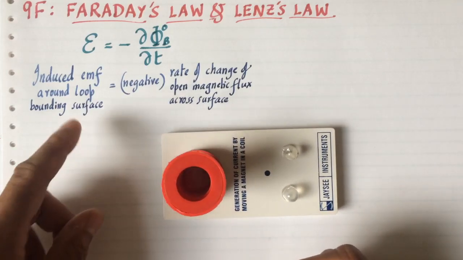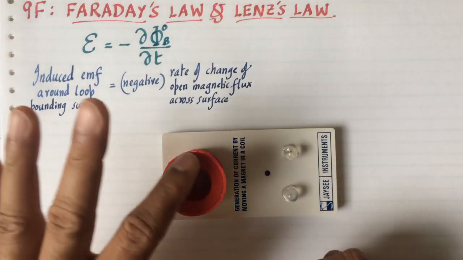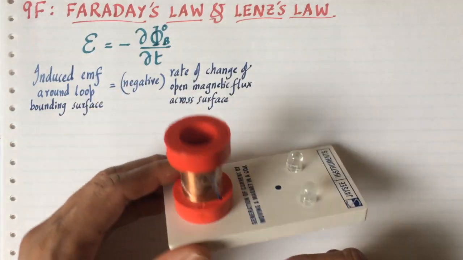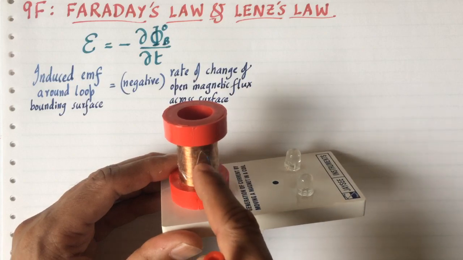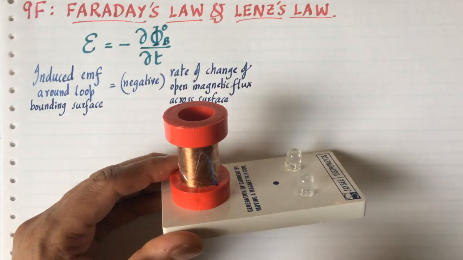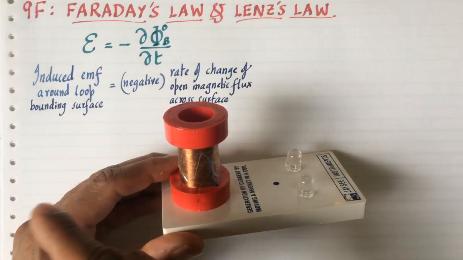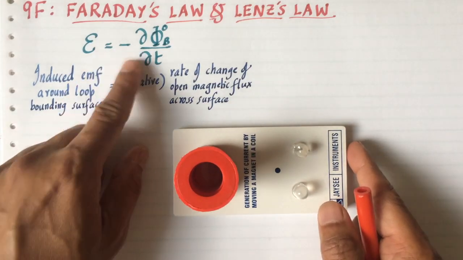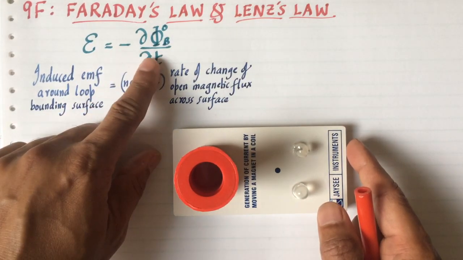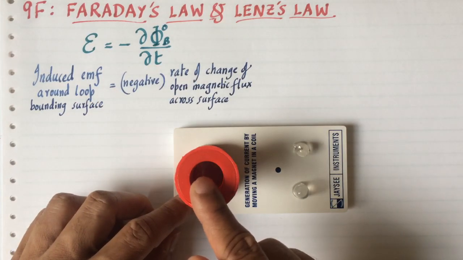So Faraday's law says that the induced EMF around a loop bounding a surface, so the surface is this hole, and the boundary of that hole is all this coil. In fact, each coil is separately affected by Faraday's law, and then when you sum it over the entire solenoid, you get the total effect. So what it says is it's equal to negative, I'll explain that negative in a moment, times the rate of change of magnetic flux. The magnetic flux is a quantity that combines the effect of the magnetic field and the area over which it acts.